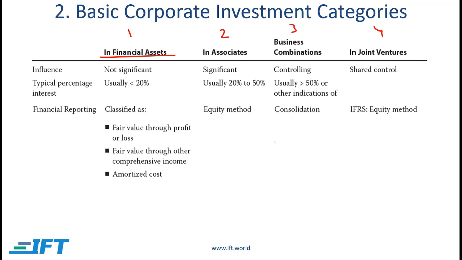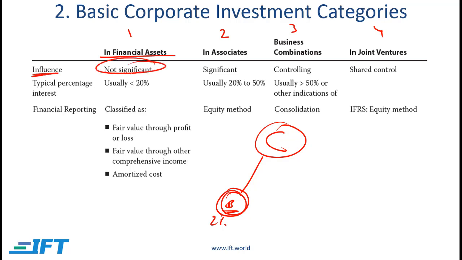Now, the idea here is that let's say we have a company C, and this company makes an investment in company B, where this investment represents 2% of the outstanding shares of company B. Obviously, company C has an investment in B, but this is a small investment, and company C will not really have a significant influence on the operations of company B. So when we have this situation where the influence is not significant, and this generally happens when the percentage ownership is less than 20%, then we say that this is an investment in a financial asset.